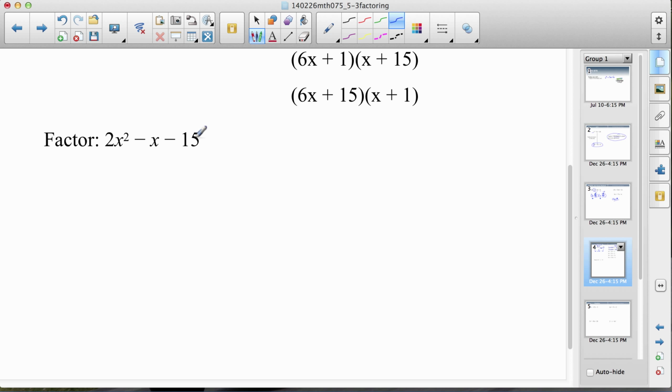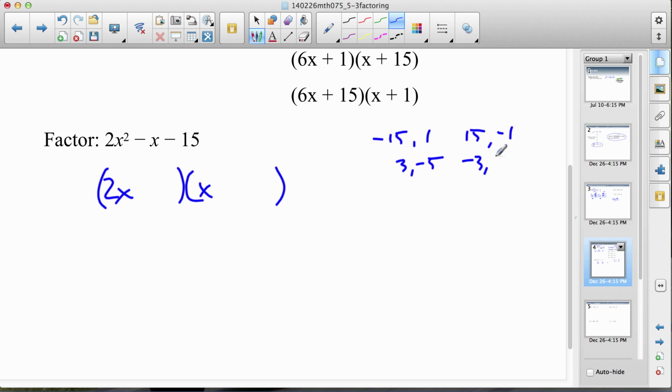2x squared minus x minus 15. So, to get the 2x squared, I'd have to have a 2x and an x. To get the negative 15, I could do negative 15 and 1 or positive 15 and negative 1, but typically they're going to take the middle ones, right? So 3 and negative 5 or negative 3 and positive 5. That multiplies to negative 15. So let's try negative 3 and positive 5.